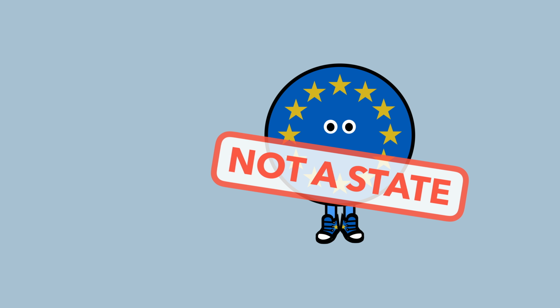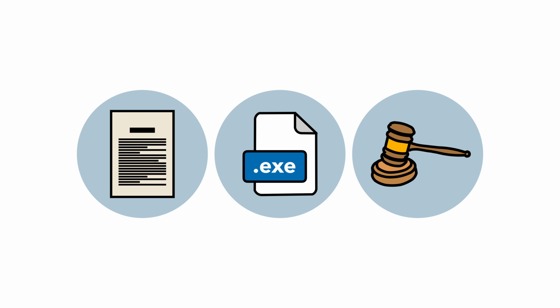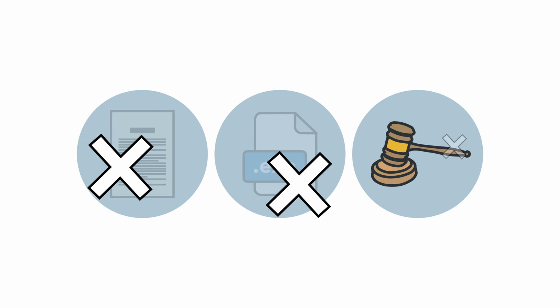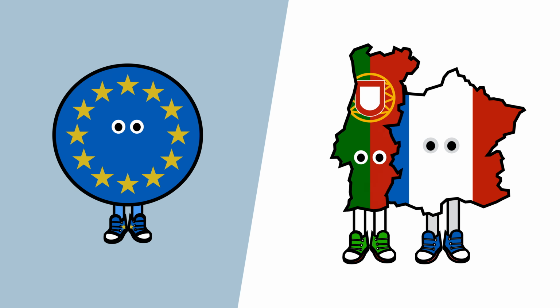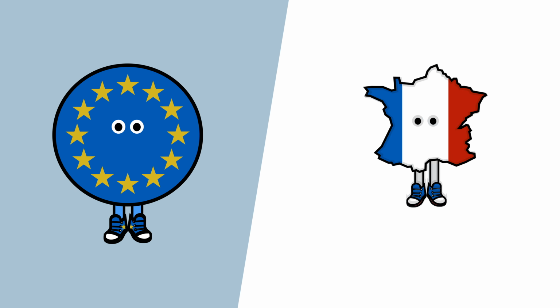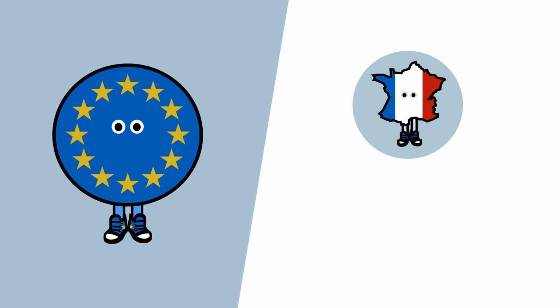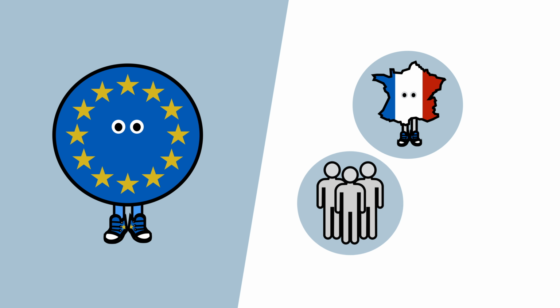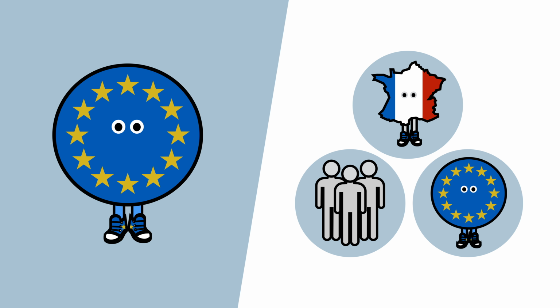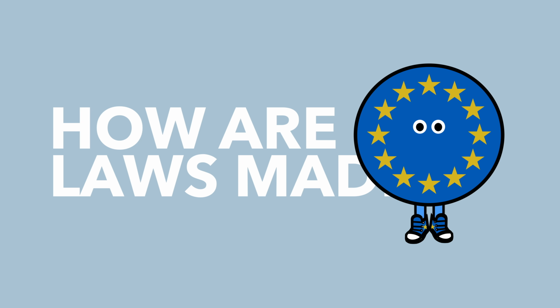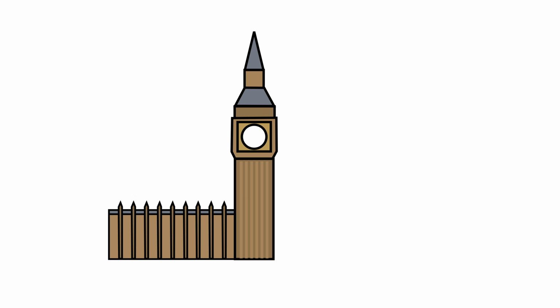Because the EU is not meant to rule as a state, it cannot have an executive, legislative, and judiciary. Instead, it's structured in such a way to respect the sovereignty of member states, while also being capable of representing its citizens and protecting itself. So then, how are laws actually made in the EU? How can the EU use the competences it has to create laws?